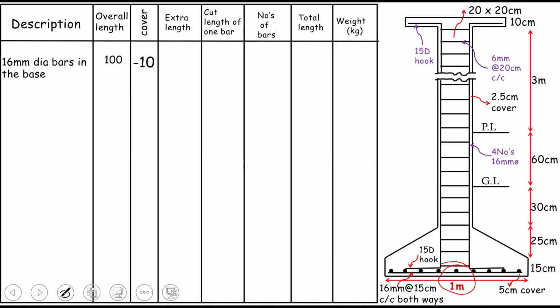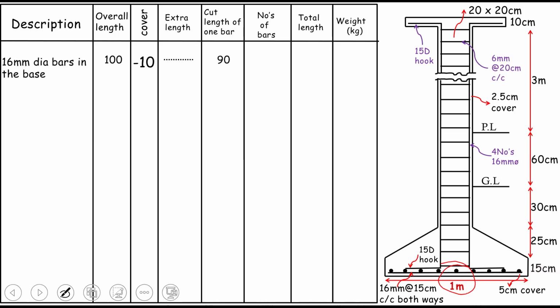Now the extra length, if there is any hook, if there is any overlap, maybe double bars, okay, you can just add them with the length of one bar. So extra length, there is no extra length because it is just 1 meter, okay? We cannot provide overlaps over there, and actually, of course, hooks are not given in the same section. You can see the section, there is no hook, okay, for the main bars or maybe distribution bars which are at the base. All right, now the cut length of one bar, this is very important.